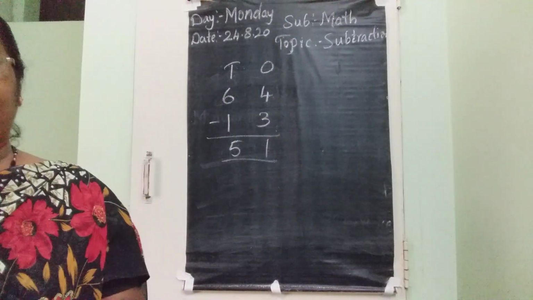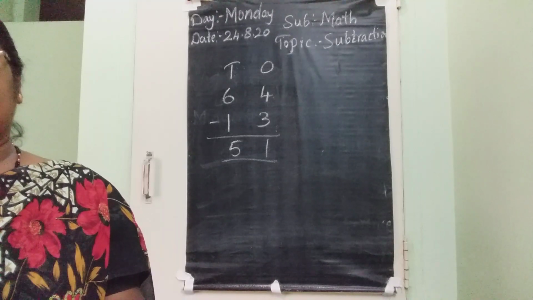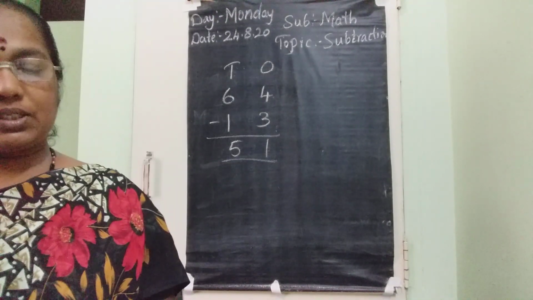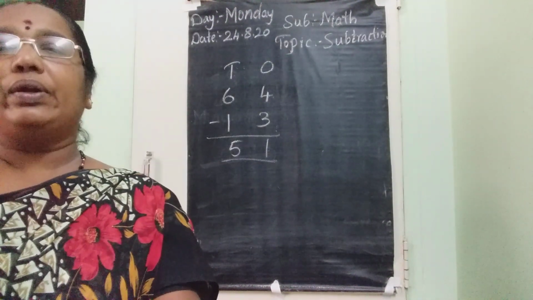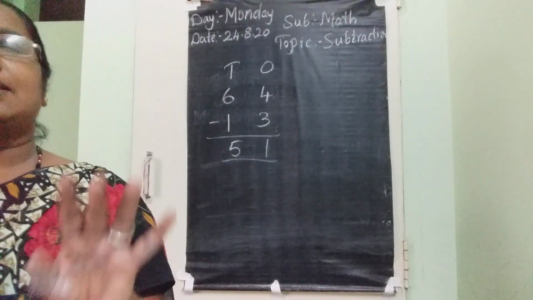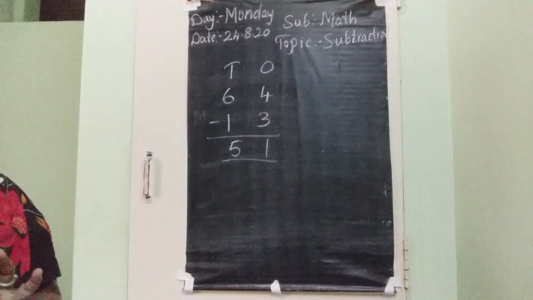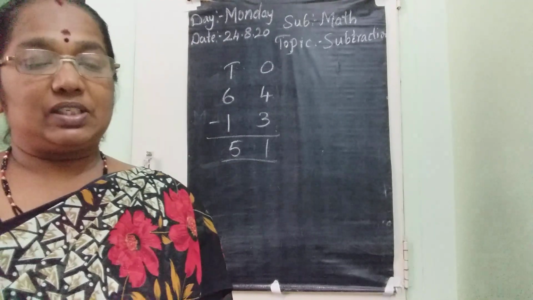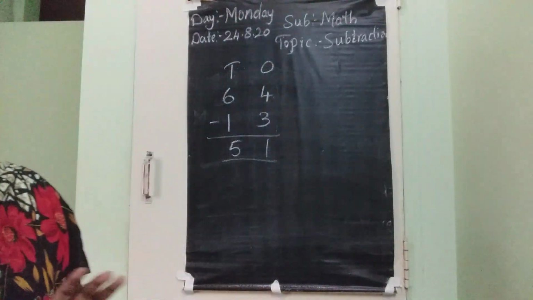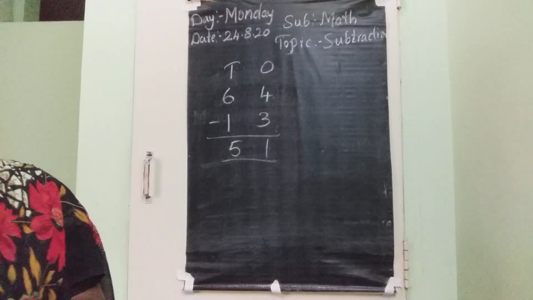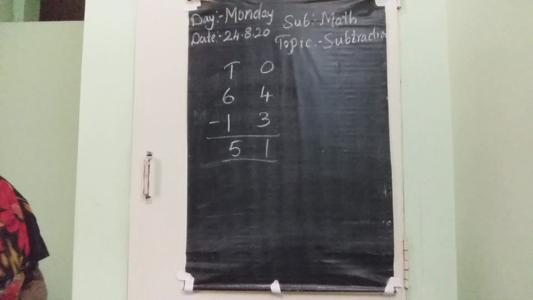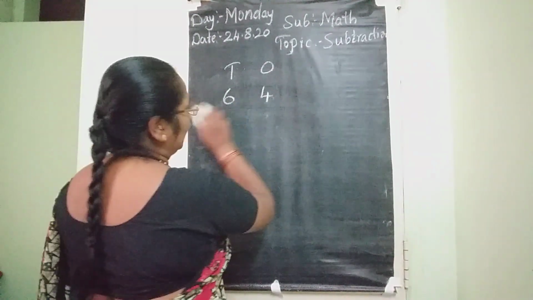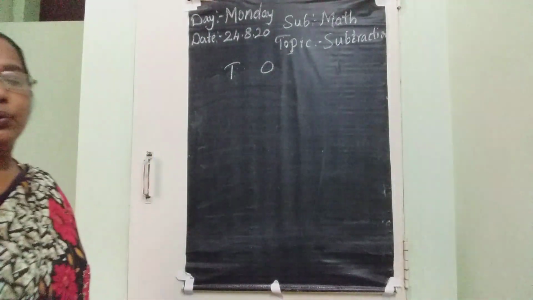Yes. So, the difference is 51. Okay, children, now we are going to see this. This is simple subtraction, you know. We will see it with regrouping. So, what is regrouping? That means what you have to do.